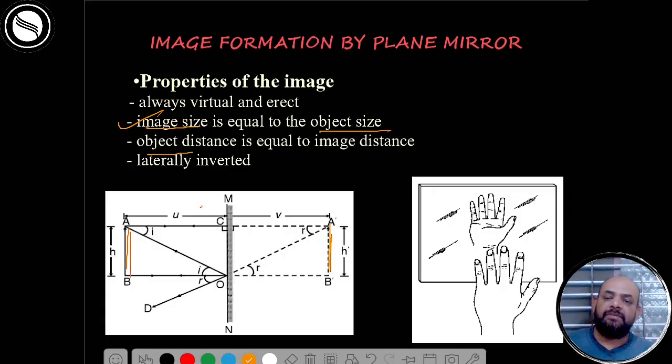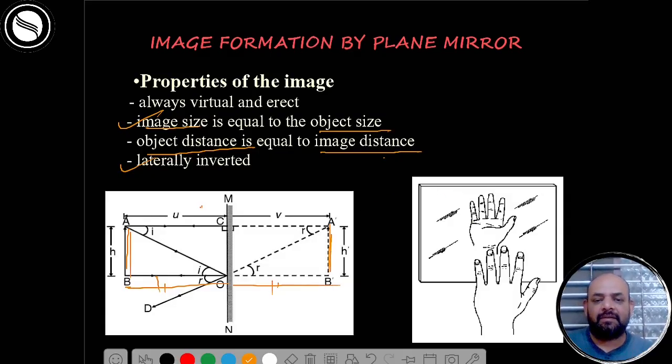And then object distance is equal to image distance, meaning BO and BO dash, both are the same. These two are the same distance. This also we can prove mathematically. And last we have the laterally inverted image. Laterally inverted means left will be right, right will be left. You can see your image in the mirror. If you see your image in the mirror, if you raise your left hand, it will look like you are raising your right hand in the image.